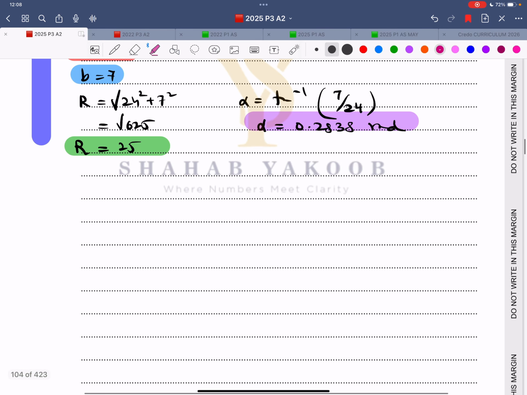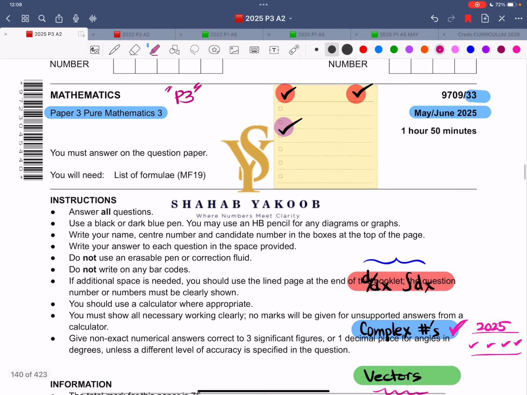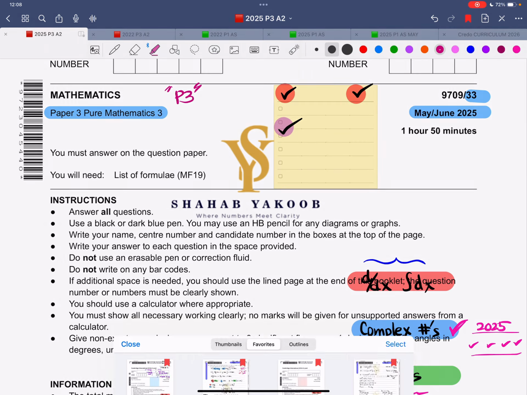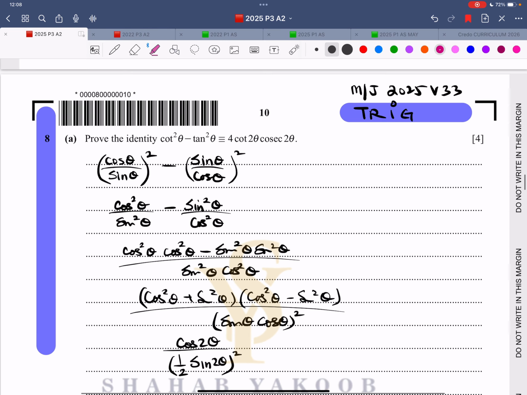And then which one do we have? So now this one is this particular one. And then let's have a look. So now this is May, June 2025, variant 33. Let me look at this question. Now this was about proving an identity.